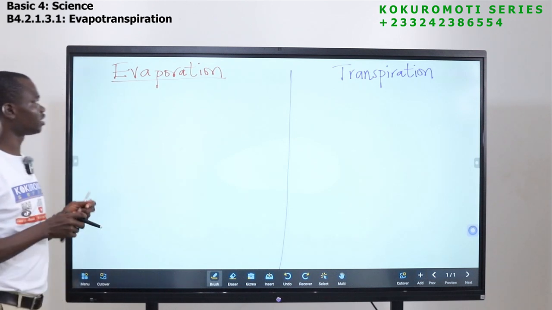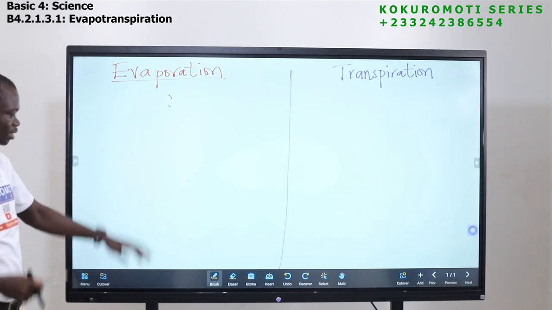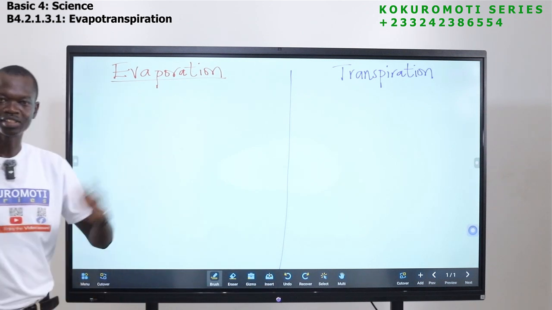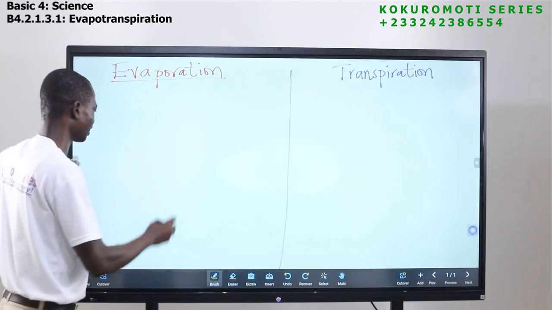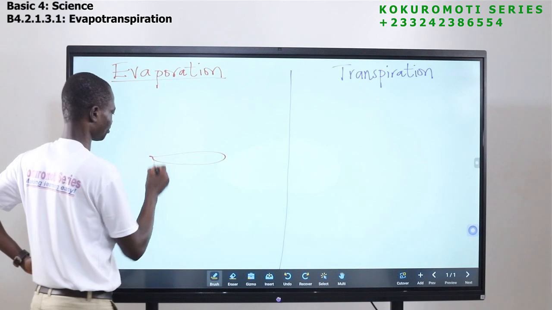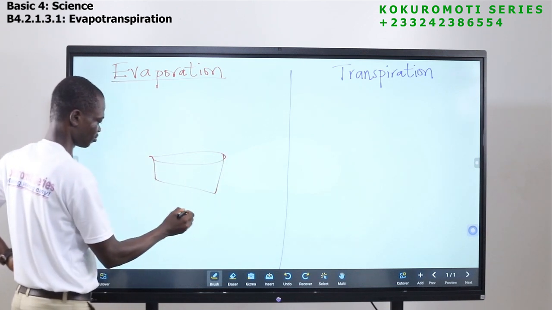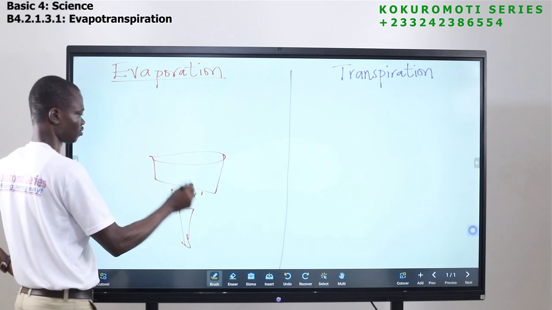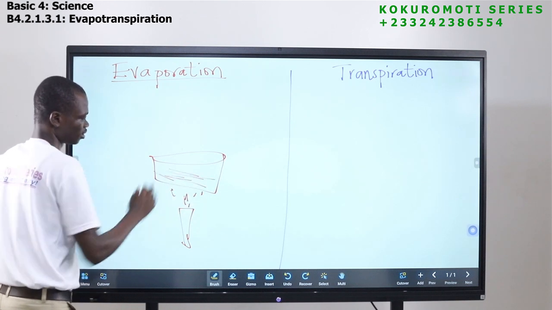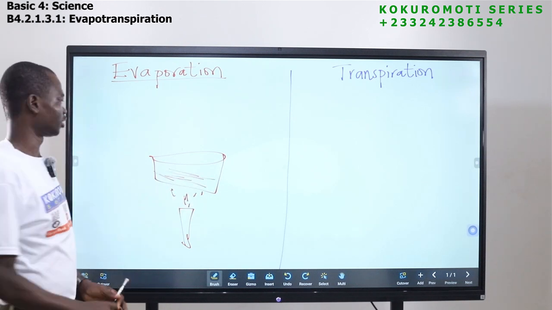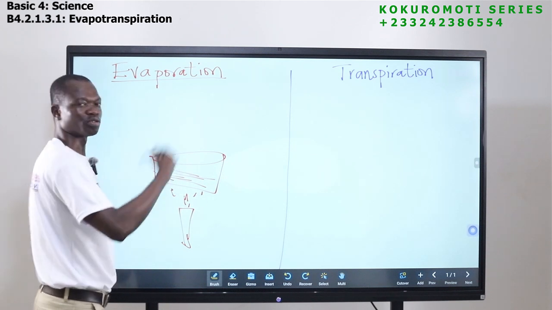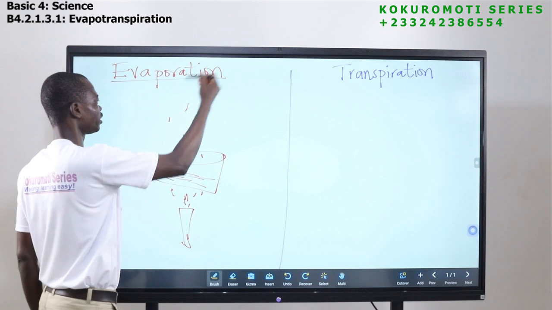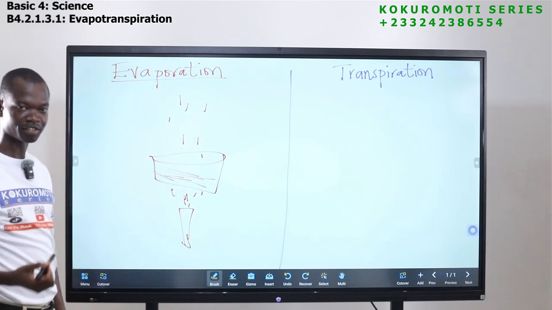Now, what is the meaning of evaporation? We have learned about evaporation before. So what is evaporation? Let's take this. We have water in this. You apply heat to it. It will get to a point that the water will evaporate, will turn into vapor, and you see the vapor going into the sky. Have you seen it?